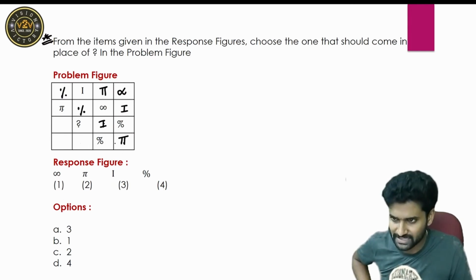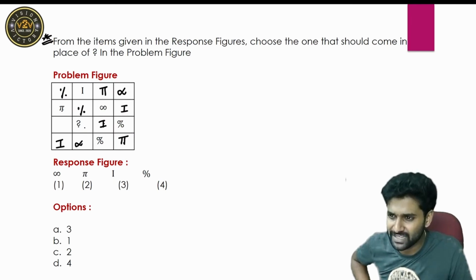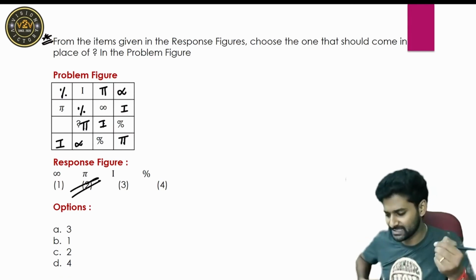Now check. Percentage done, pi done. You cannot place I and you cannot place I. So I must be here. Definitely this is infinity. So I, percentage, infinity. So here the remaining term must be pi itself. Hope it's clear.